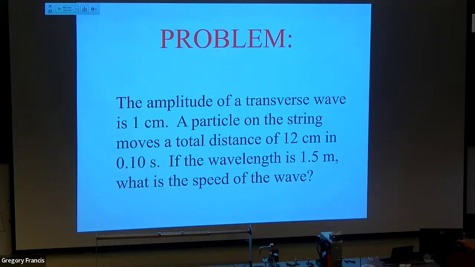We have a transverse wave, the amplitude of which is 1 centimeter. And a particle on the string that's carrying this wave moves a total distance of 12 centimeters up and down in 1/10 of a second. If the wavelength, the distance between crest and crest, is 1.5 meters, what is the speed of the wave?